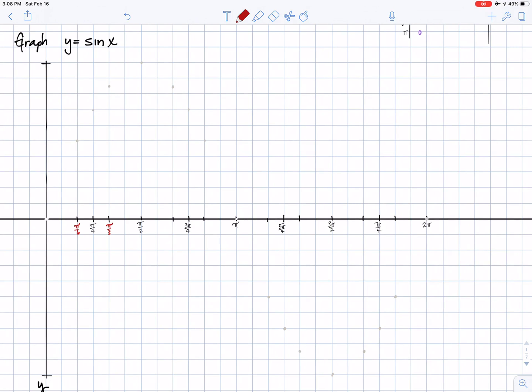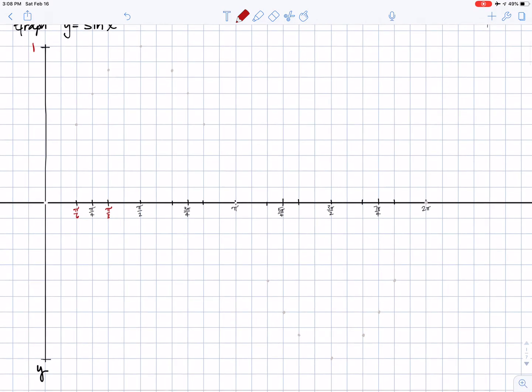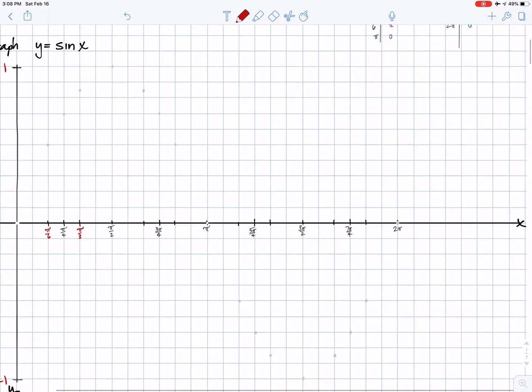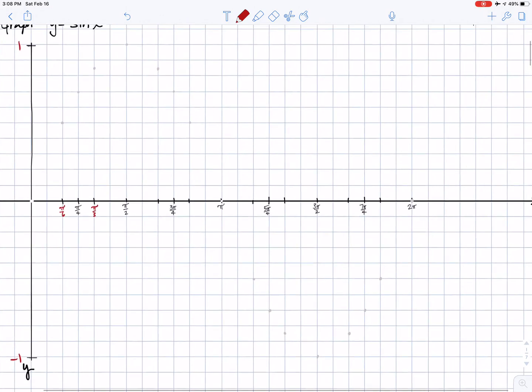Also, if you'll notice, I have a tick mark marked 10 blocks up. This is going to be my value of 1 because Y equaling 1 is my largest value on the unit circle. And then negative 1 is down at the bottom, 10 blocks down. So now let's just go ahead and start plotting our points here by using our XY chart.